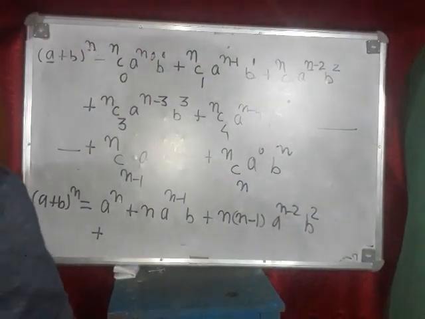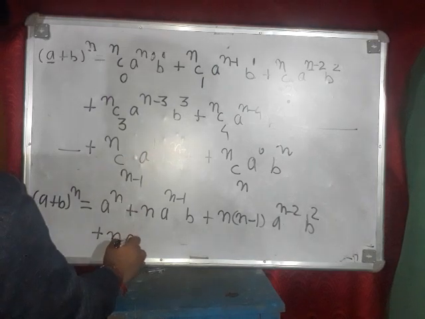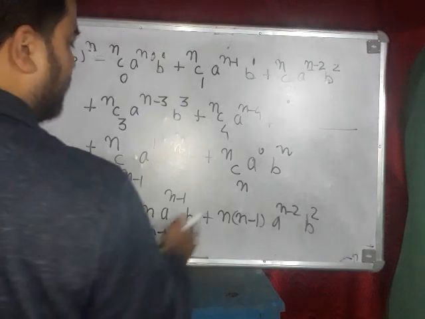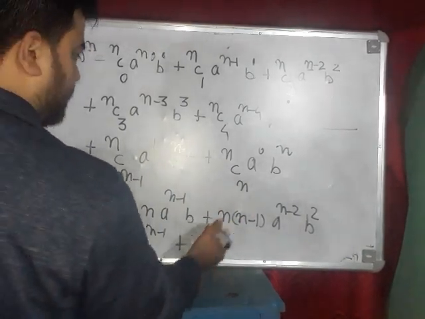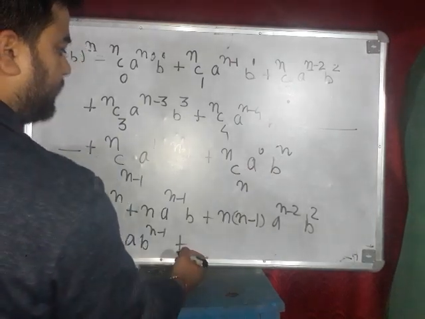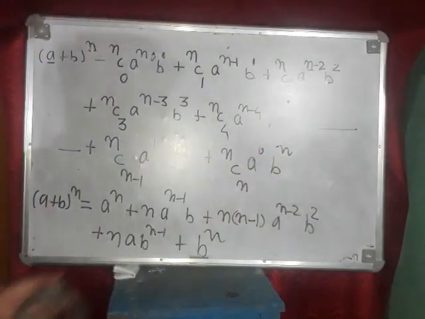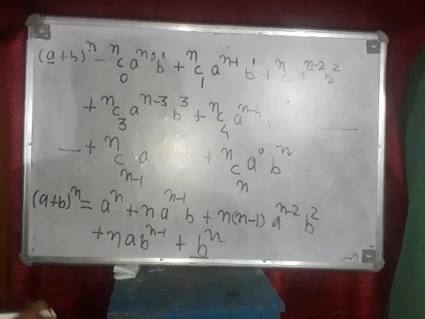So the value of nCn-1 comes to n, a to the power 1, b to the power n-1, plus nCn, that comes 1, and a to the power 0 is 1, 1 into 1, 1 into b to the power n. That is the general formula for (a+b) whole to the power n.